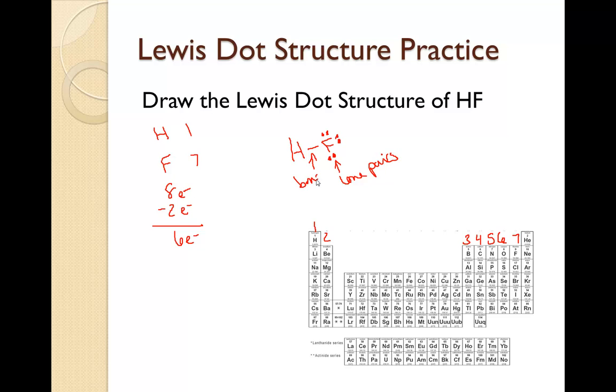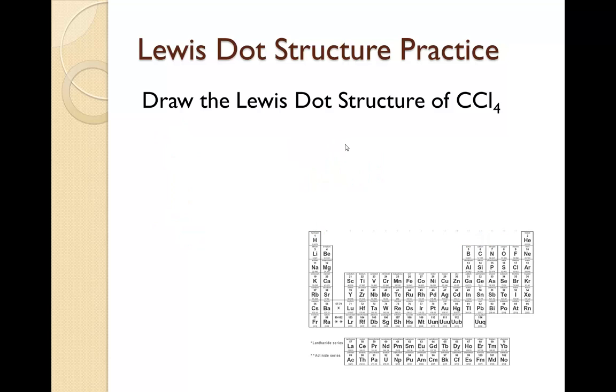Let's try this one. CCl4. This is a little bit harder. We have carbon and chlorine. 1, 2, 3, 4, 5, 6, 7, 8. Carbon has 4. There's 1 of them. We have 4 chlorines now, which are right here, which is 7. So 4 times 7 is 28. So that means we have 28 plus 4, which is 32.